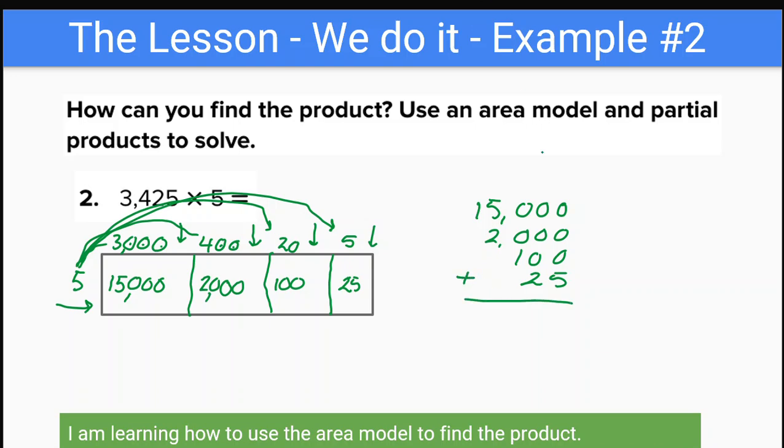Okay? So this one right here is 0, 0, 0, and 5 is 5. 0, 0, 0, and 2 is 2. A 0, a 0, and a 1 is a 1. We have a 5 and a 2, that's a 7. And we have a 1 and a nothing. And the sum right there is 17,125. And that's also our product. We took all the partial products, added them together, and we got our final product, 17,125. Okay, kids, you're learning how to use the area model to find the product.